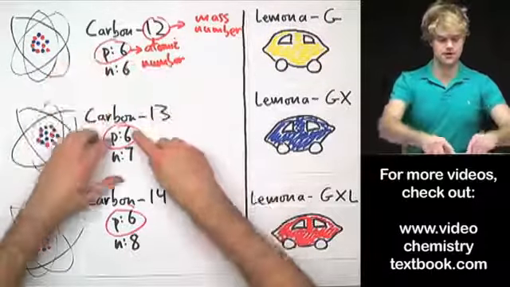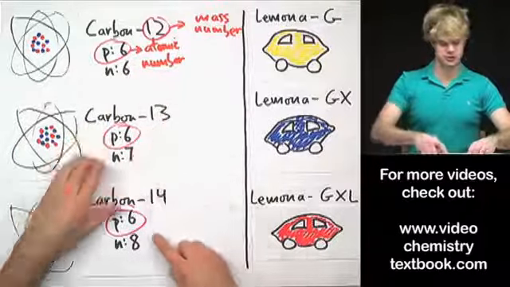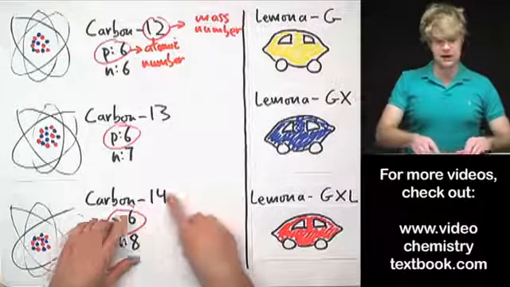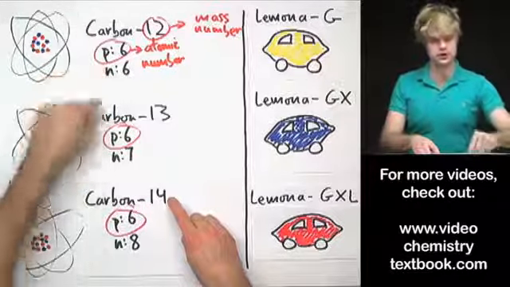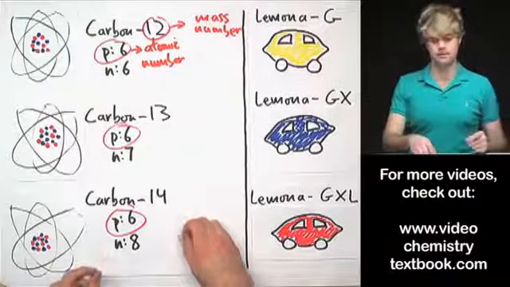So this is carbon-12. 6 plus 7 protons and neutrons is 13 here. 6 plus 8 is carbon-14 here. So that's how we distinguish between these different isotopes, different types of carbon.